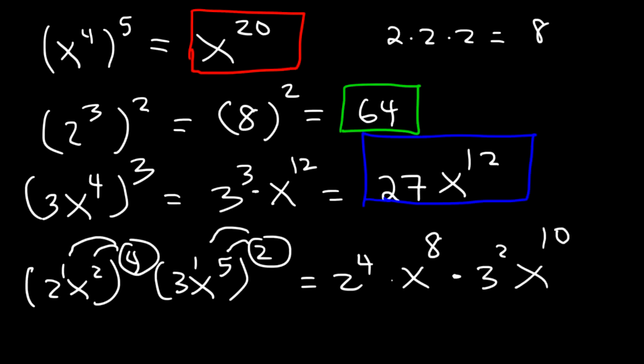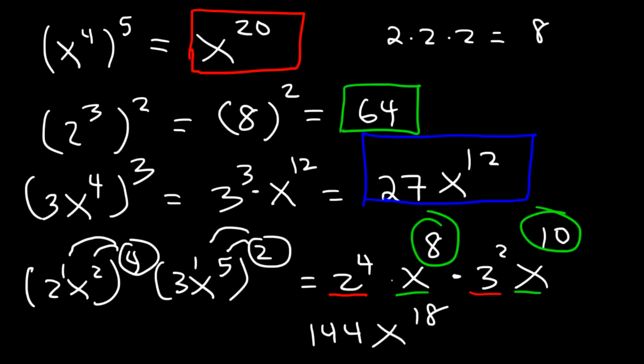Now let's multiply. 2 to the 4th is basically 16. 3 squared is 9. 16 times 9 is 144. Next, let's multiply x to the 8 times x to the 10. So we've got to add 8 plus 10. 8 plus 10 is 18. So we're going to get x to the 18th power. And this is the final answer.